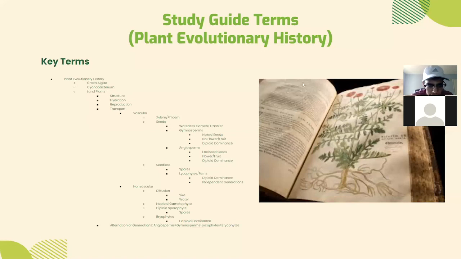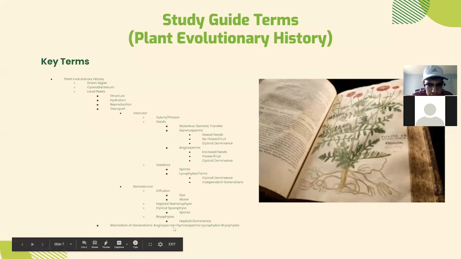And so at the bottom, I kind of put another one of these arrow things here, these lines, to think of when you're thinking of alternation of generations.